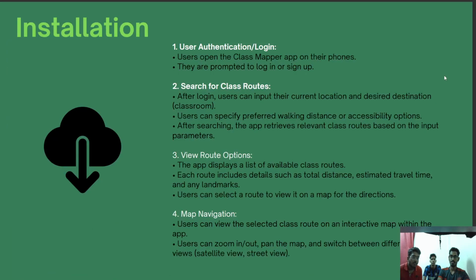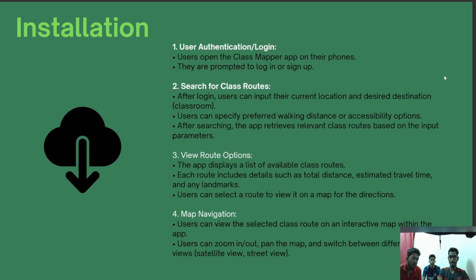Okay, for installation, there are four processes. The first one is user authentication or login. The user opens the class member app on their phone and is prompted to log in or sign up. Second is search for class routes. After login, users can input their current location and destination or classroom. Then they can specify their preferred walking distance or accessibility options. Third, after searching, the app retrieves relevant class routes based on the input parameters.